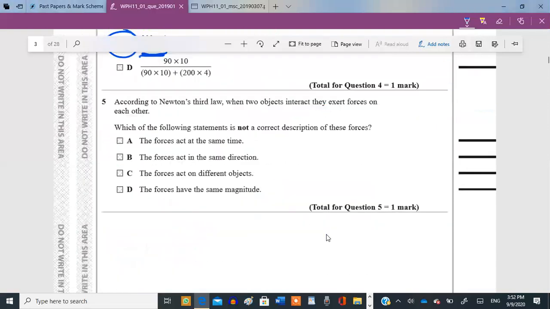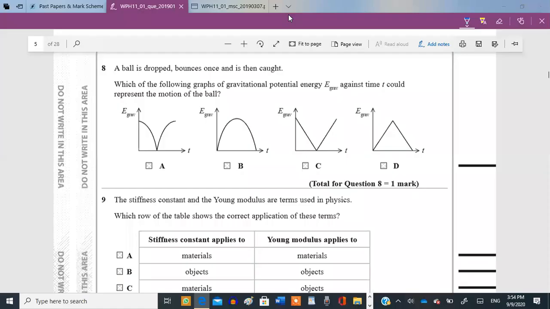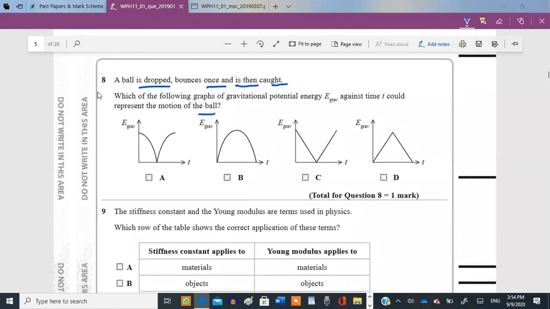Okay, next. Now they're saying that a ball is dropped, it bounces once and is then caught. Which of the following graphs of the gravitational potential energy against time could be used to represent the motion of the ball? This example of a ball being dropped is very frequently asked, especially in almost all the kinematics questions. So again we have the ball, it is dropped, it hits the ground, it goes up and is caught.